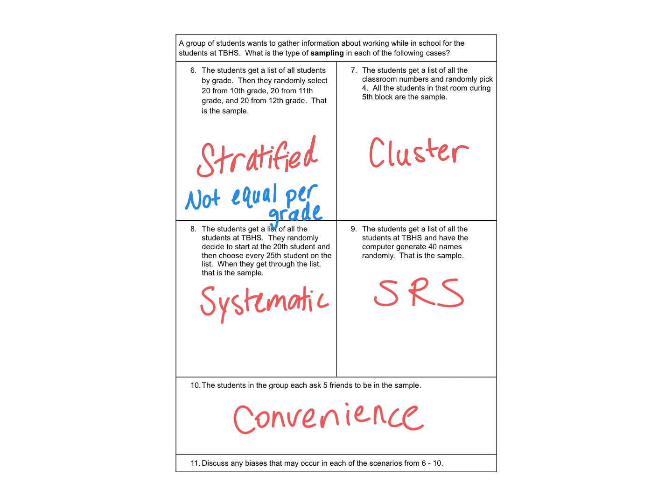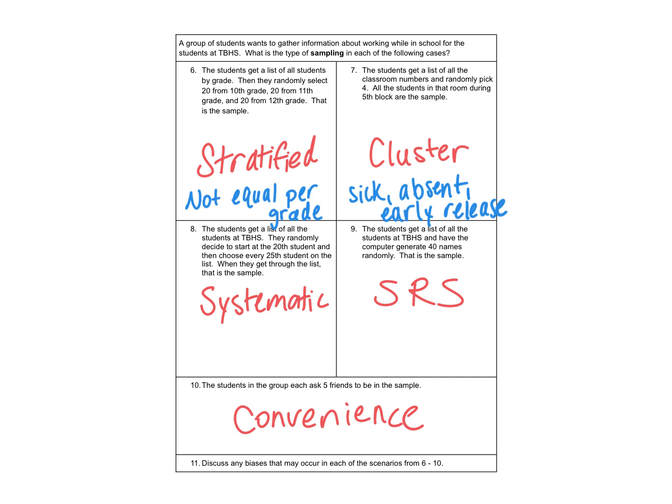And then let's say cluster. So for this scenario, list of all the classroom numbers, randomly picking 4, and they're all in their 5th block, okay. Is that really fair to only give a survey to a 5th block? Okay. What about the students who are sick, who are absent? What about the students who have early release or maybe are at tech, and they're not even on campus during 5th block, okay? So those would be examples of bias for that.